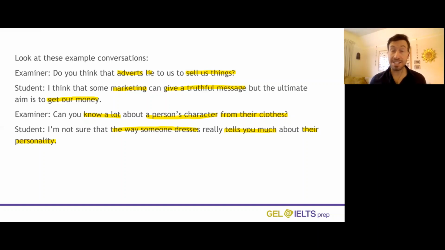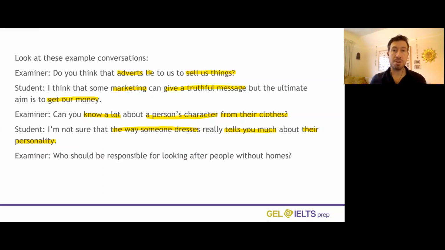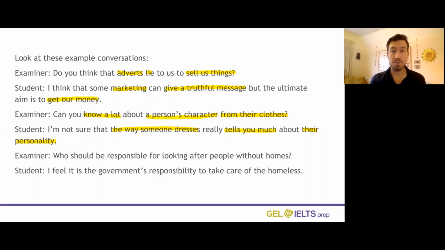It's not just in exams that we do this. Native speakers do it all the time. When someone asks you a question, often you'll just change a lot of the words and give your answer. So paraphrasing is a really useful skill. Let's see one more example. Who should be responsible for looking after people without homes? And the student says, I feel it is the government's responsibility to take care of the homeless.